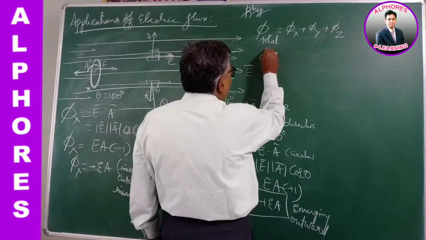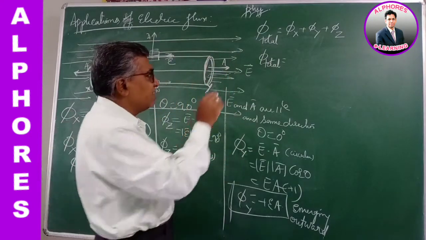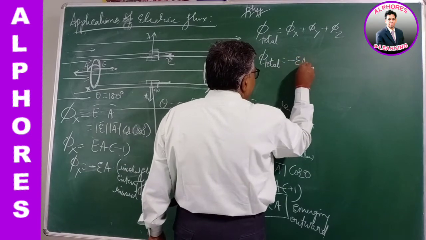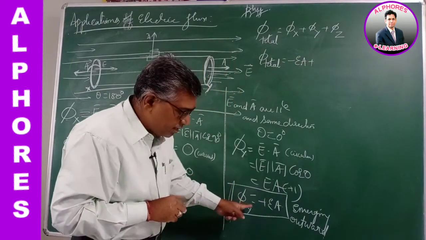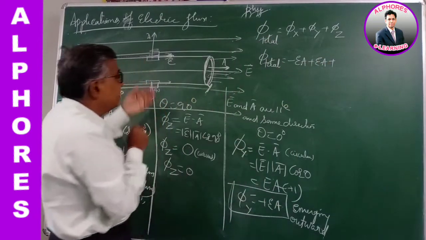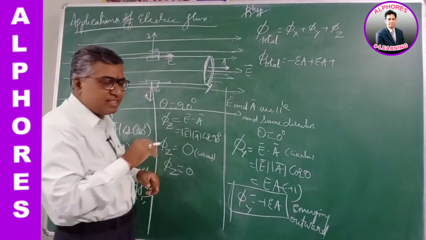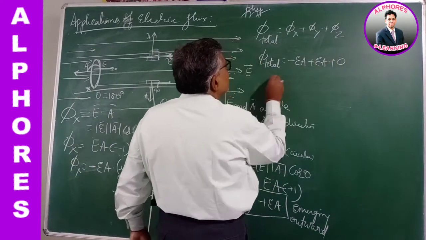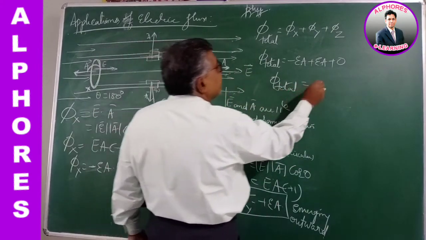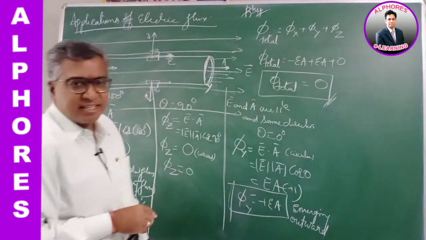So therefore the total flux through the complete cylinder is: flux along X, we have derived it as minus EA. Flux along Y, we got it as plus EA. And flux along Z, Z is a curved part where the lines of force are parallel to the surface, net flux is 0. So the total flux through this cylinder is 0. A very beautiful question asked in a previous entrance examination.